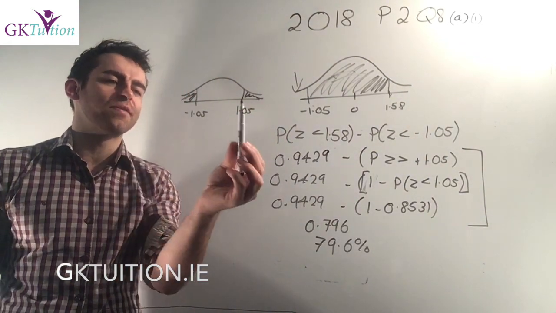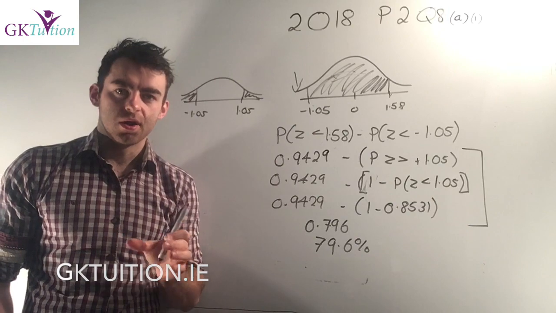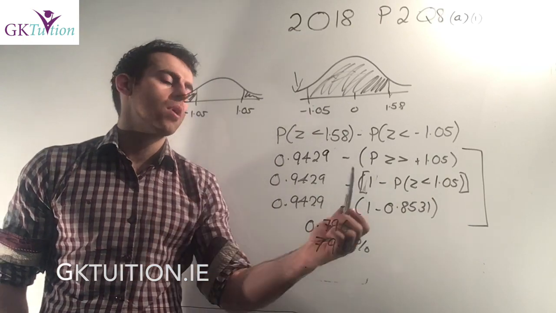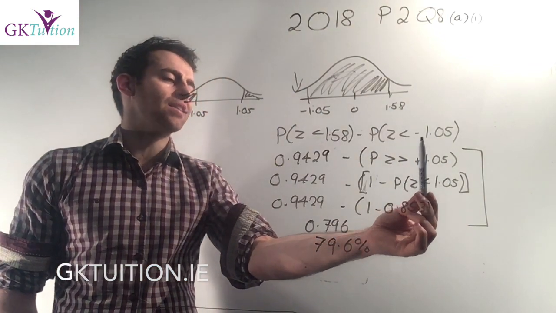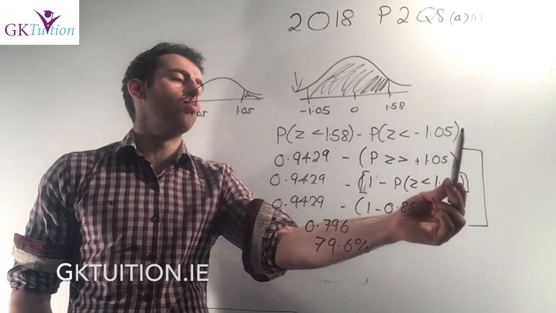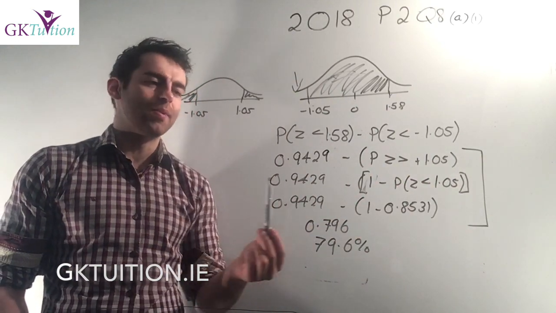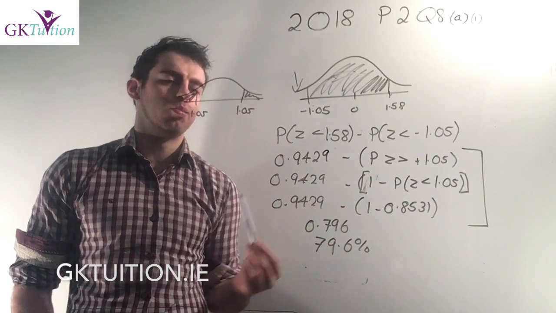Clearly, this region to the left and that region to the right are the same, because it's a perfectly symmetrical graph. So rather than getting the probability z is less than minus 1.05, I'm going to get the probability z is greater than plus 1.05.